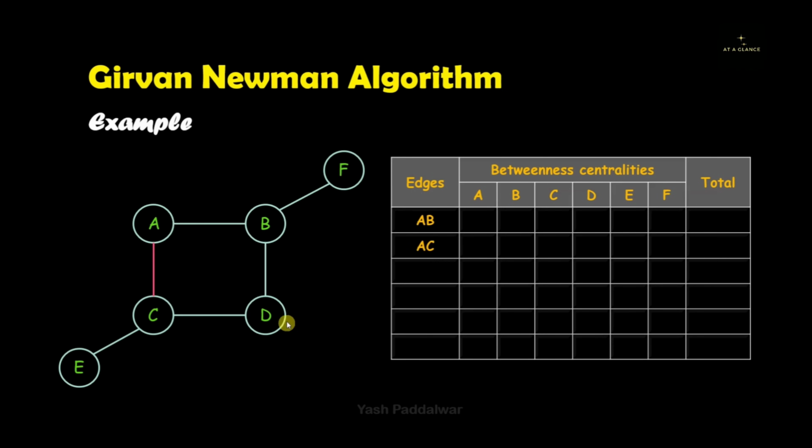The next edge from the graph is BD. So we'll write it inside the table. Similarly, we'll be having the next edge as BF, and the next edge will be CD. And lastly, we'll have one possible edge as CE. So we have written all the edges. Now let's start filling this table with the values that we have computed so far by constructing the graphs.